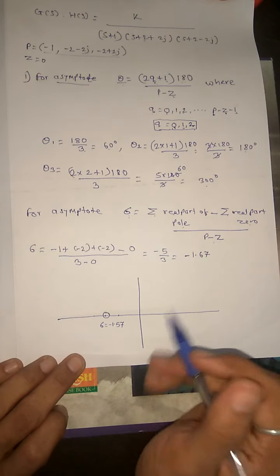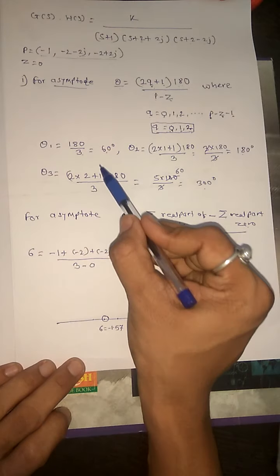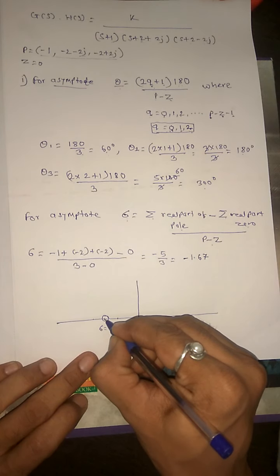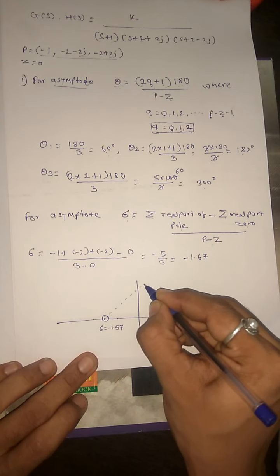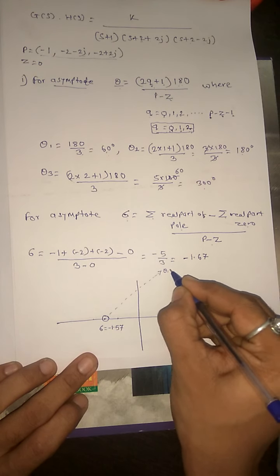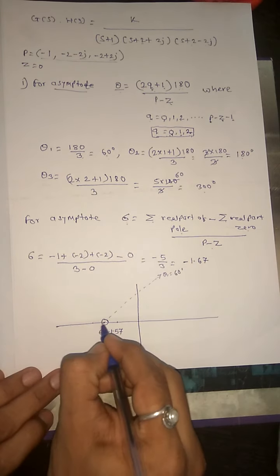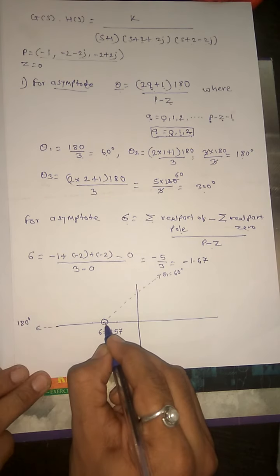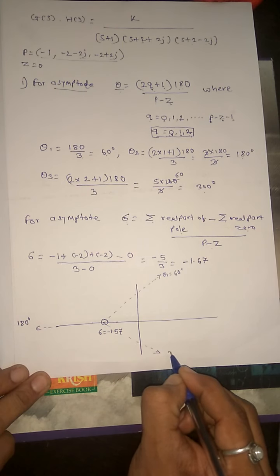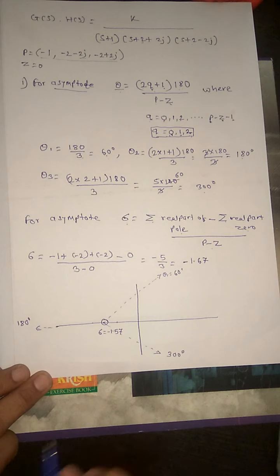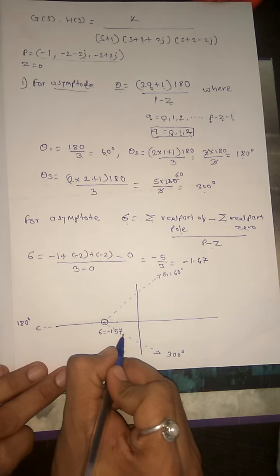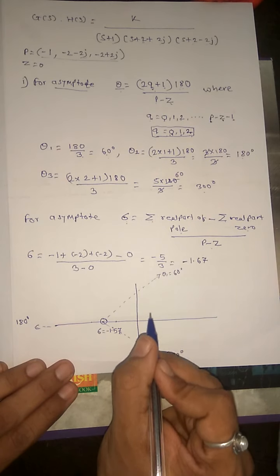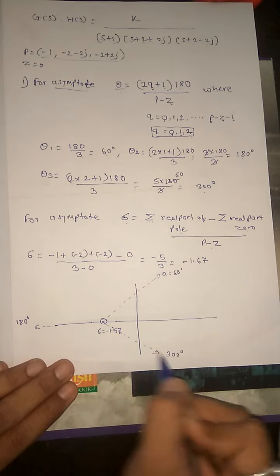Okay, and what next? Next is the angle of asymptote. We got three angles, 60, 180 and 300. So from this location, show your asymptotes, or simply lines, by showing theta equal to 60 degrees, then 180 degrees and 300 degrees, by counting actually. So theta 1, theta 2 and theta 3. These are the angles.